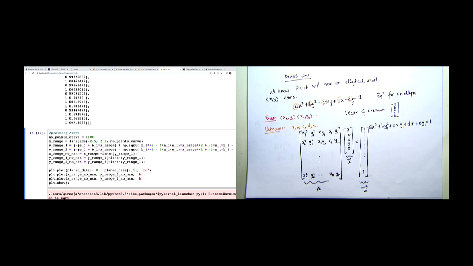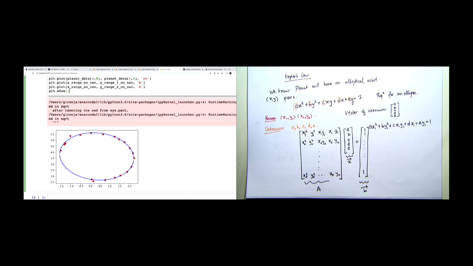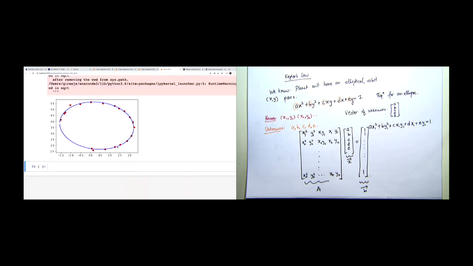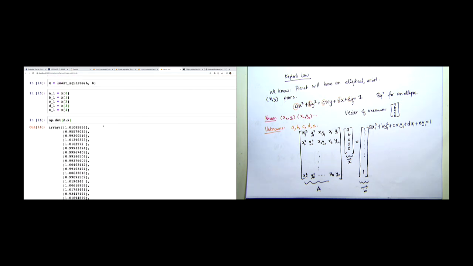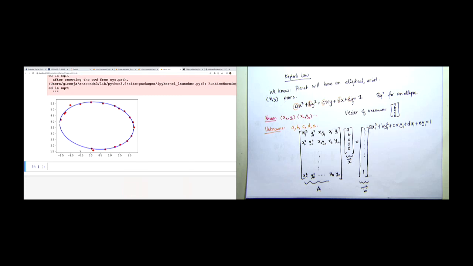And then I do some code to plot stuff, which is not very interesting. But then basically plotting this equation, what do I get? This is basically using what we figured out. We're plotting the equation of the ellipse using these least squares solutions to plot this blue curve. And as you can see, the red points aren't exactly on the curve, but this is a pretty good prediction. If you were to predict where the planet would be, you would probably predict that it's going to move along this blue line. And that's a pretty good way to do it.